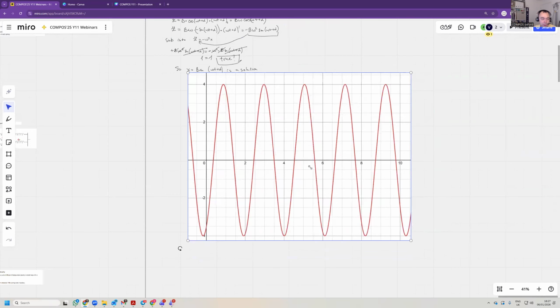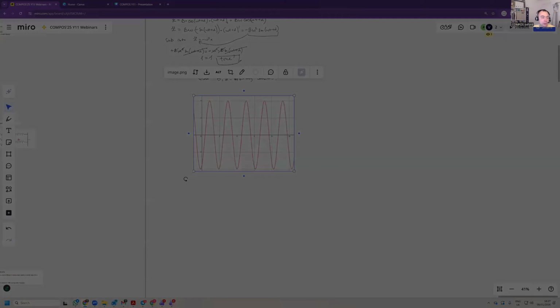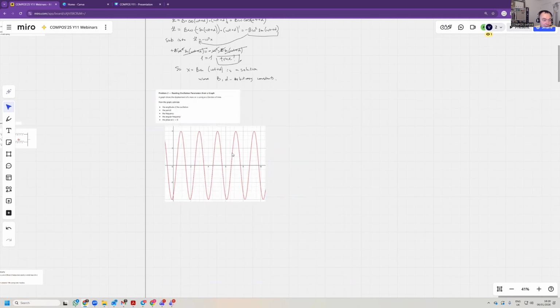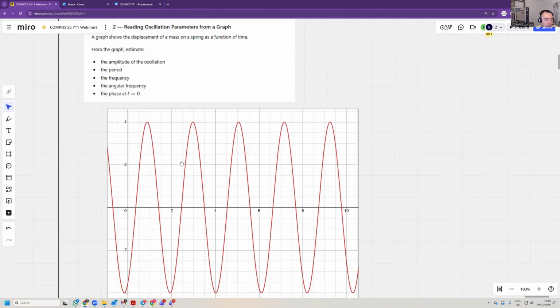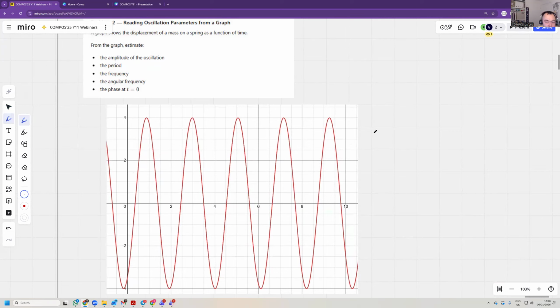Okay, so for the second problem, we have a graph, and from the graph, we need to estimate the amplitude of the oscillation. Okay, so the amplitude of the oscillation is, well, here it's 4. Amplitude is 4 because it goes from 0 to 4 and then to minus 4.